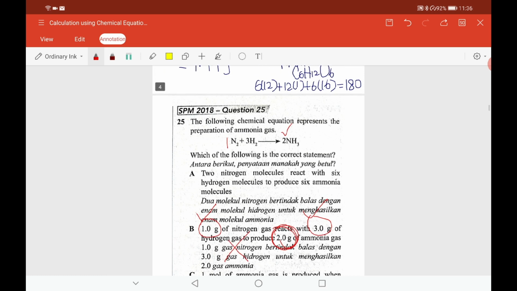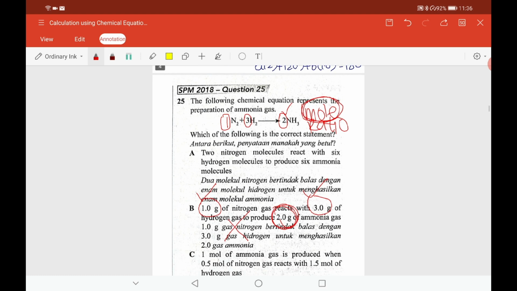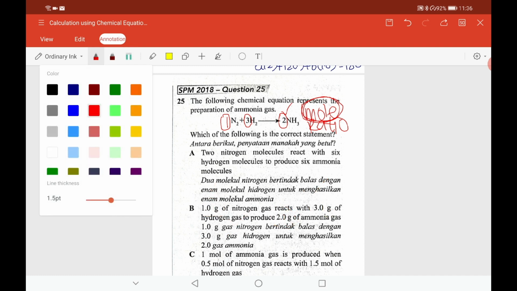Why? The number in front of the substance is the mole ratio. So it is something about the mole. It is not about the gram. It's not the mass. So the number in front here is the ratio for the mole, not the ratio for the mass.